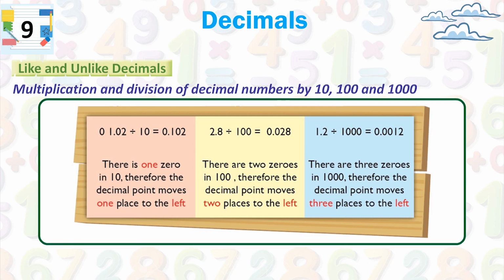1.02 divided by 10 is equal to 0.102. There is 1 zero in 10. Therefore, the decimal point moves one place to the left. 2.8 divided by 100 is equal to 0.028. There are 2 zeros in 100. Therefore, the decimal point moves 2 places to the left. 1.2 divided by 1000 is equal to 0.0012. There are 3 zeros in 1000. Therefore, the decimal point moves 3 places to the left.